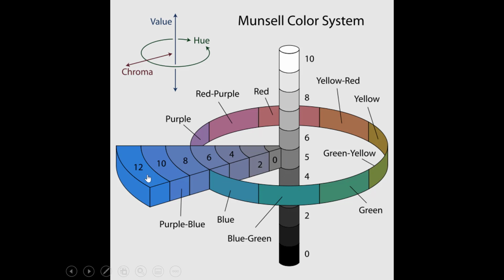What we have then is the brighter colors are further out, and as we approach the center column of grays, we lose intensity. So that way, in addition to thinking about the hue categories of the color wheel, we're going to have the volume of a color sphere.